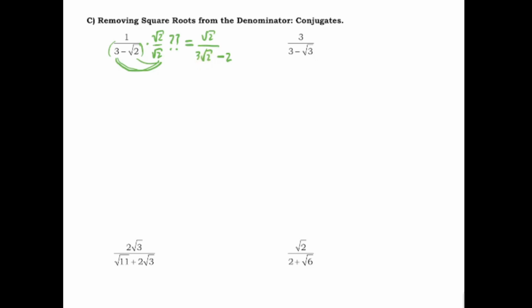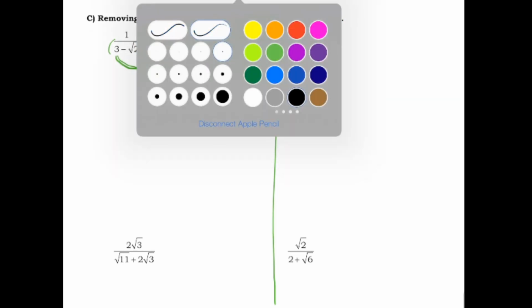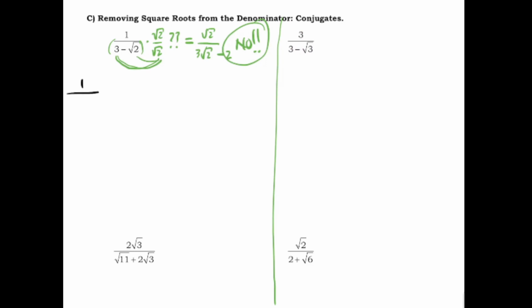That didn't work. Oops. Let's use a pencil, not a marker, please. No, it didn't work. Let's keep these separate. It doesn't work. We need a new trick, folks. We need something else. So let me start over. Oh, maybe I could use this. This would be nice. Start over: 1 over 3 minus root 2. Let me show you what the magic trick really is. You see that 3 minus root 2? Do a 3 plus root 2. Do that, top and bottom.